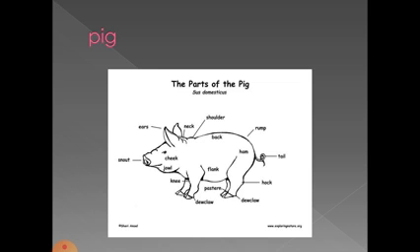Then pig. You have a diagram of a pig showing us the various parts of a pig. Pig is also a very important farm animal reared in Nigeria. The meat got from it is known as pork, and there are different breeds of pig reared in Nigeria.